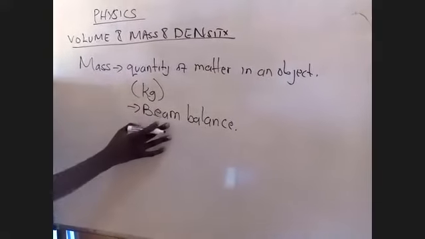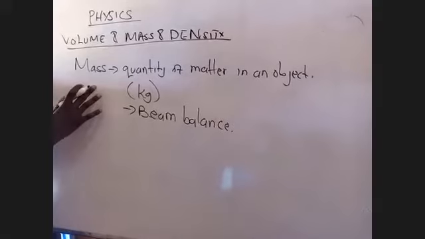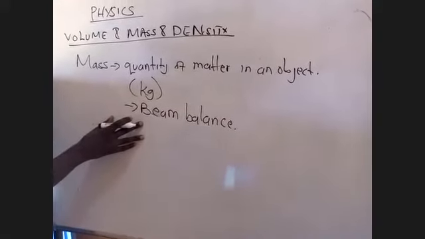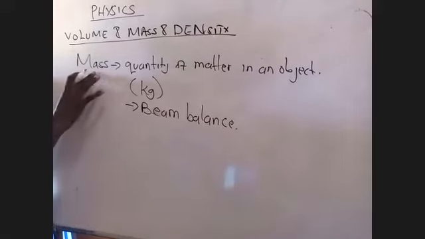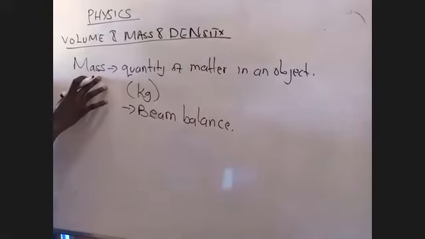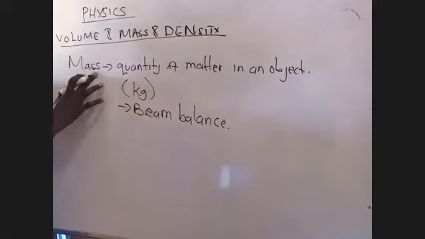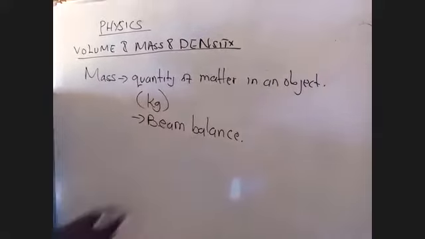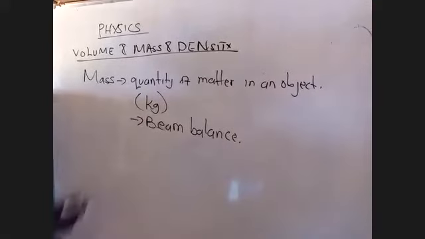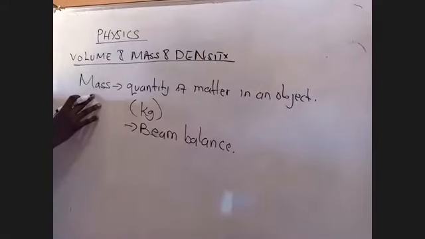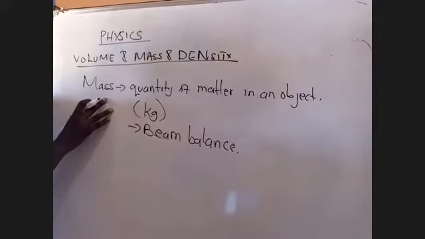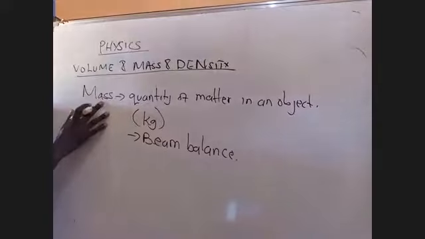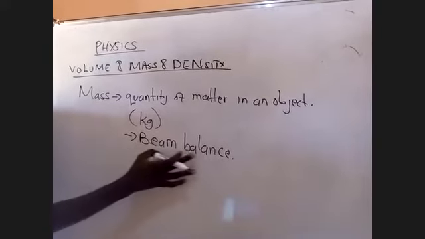And that is why we say mass is a basic physical quantity. What are basic physical quantities? These are quantities that cannot be obtained from any other physical quantities. One of the characteristics of the basic physical quantities is that they can be measured directly using a measuring instrument. For example, time is also a basic physical quantity, because time can be measured using a stopwatch directly. Mass is a basic physical quantity. We can measure it using a beam balance.